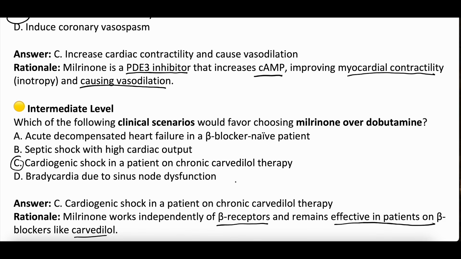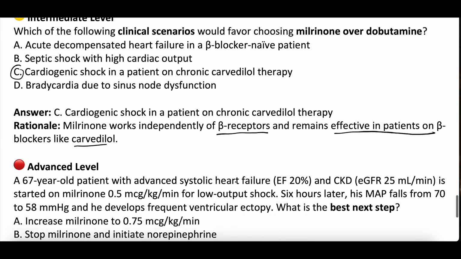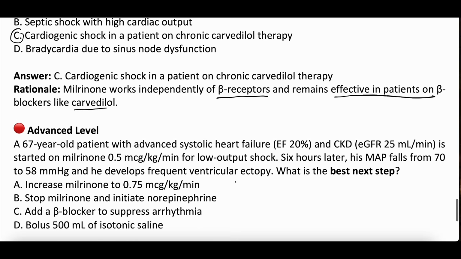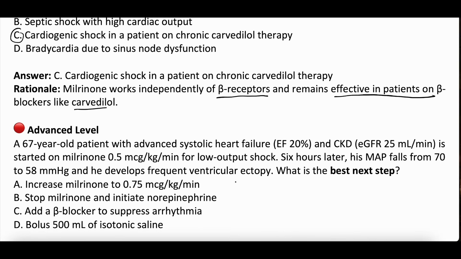All right, last question, which is advanced level. A 67-year-old patient with advanced systolic heart failure with an ejection fraction of 20%, as well as chronic kidney disease with a GFR of 25 milliliters per minute, is started on milrinone, 0.5 micrograms per kilogram per minute, for a low cardiac output shock state. 6 hours later, his MAP falls from 70 to 58 millimeters of mercury, and he develops frequent ventricular ectopy. What is the best next step?